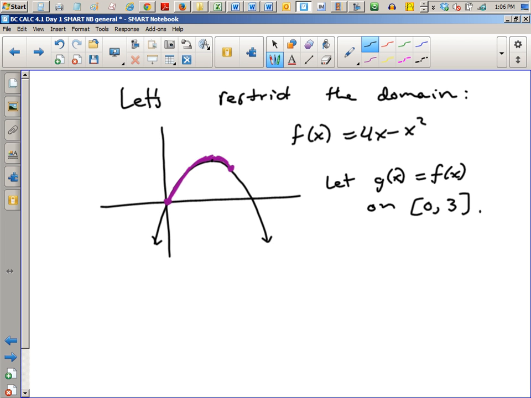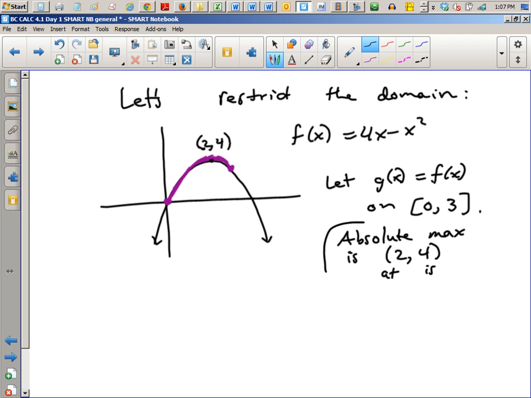We already know the vertex is at 2, 4. What is the absolute max? Yes, the absolute max is still 4, and it's still at 2. So we'll still put that it's at 2, 4. It's at 2, and it is 4. Okay?